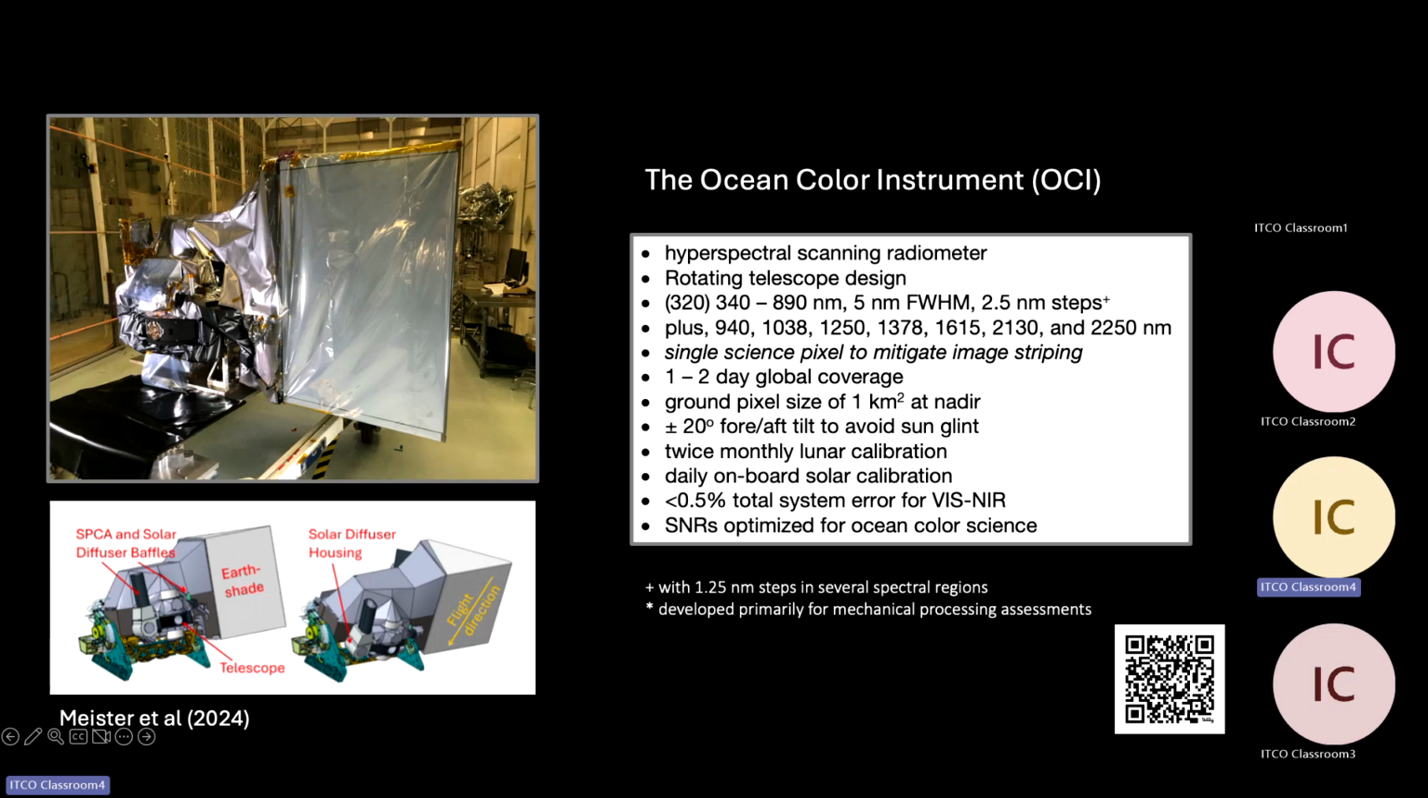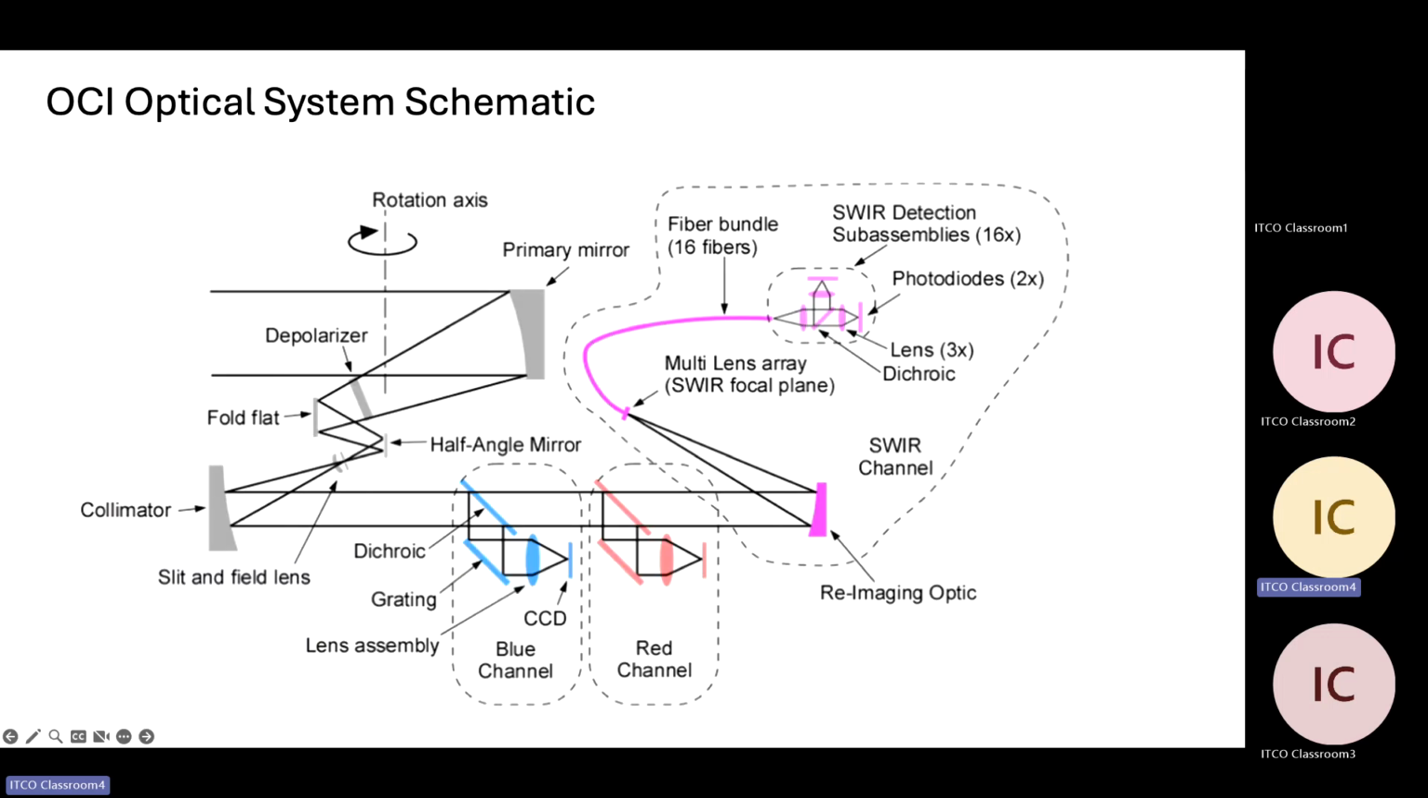So we sort of know what it is: a hyperspectral sensor with 1 to 2 day global coverage. We can tilt, we do lunar calibrations, and we have an onboard solar calibrator. Importantly, I'll show you the signal to noise in a minute. They're optimized for the ocean, making sure the sensor doesn't saturate if you go over a cloud, because you're looking at a dark ocean and all of a sudden you look at a bright cloud. You don't want things to saturate.